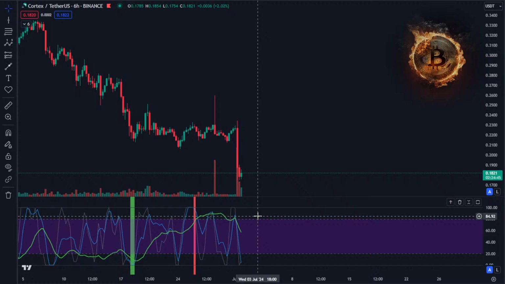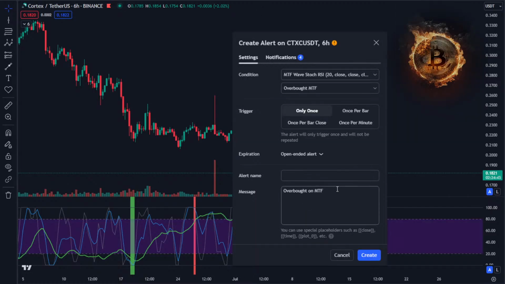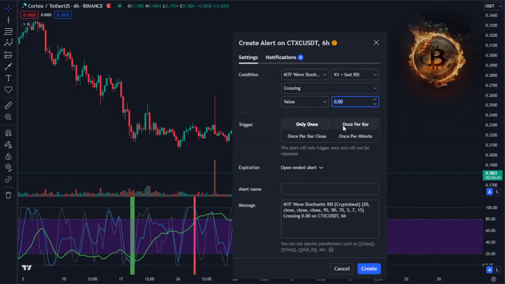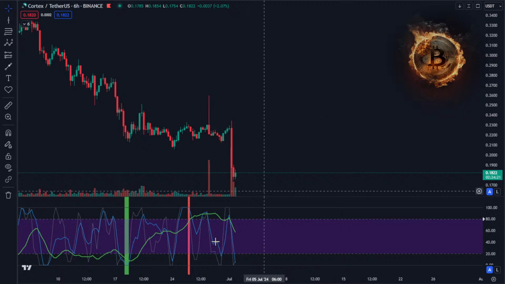So I'm just going to look for a re-entry on this short here, and I'm going to write to myself: same CTXC short, tap up 6. Okay, and now moving on to the next one, which is HARD.